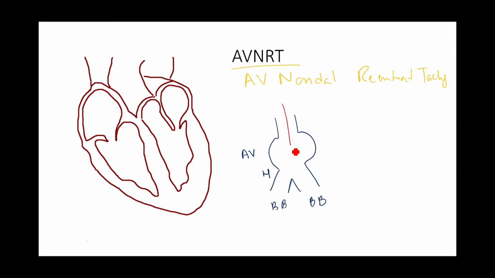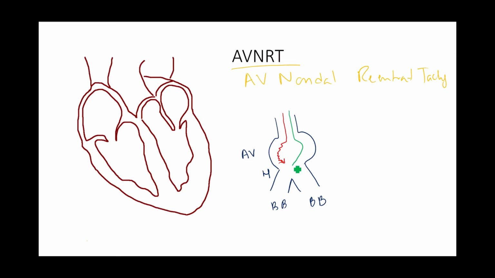Normally, you have signals coming down from the SA node to the AV node, which eventually travels down to the bundle of His and so on. In the case of AVNRT, there may be two pathways, one being the slow pathway, sending depolarization down the AV node, and the other being the fast pathway, sending depolarization down the AV node.